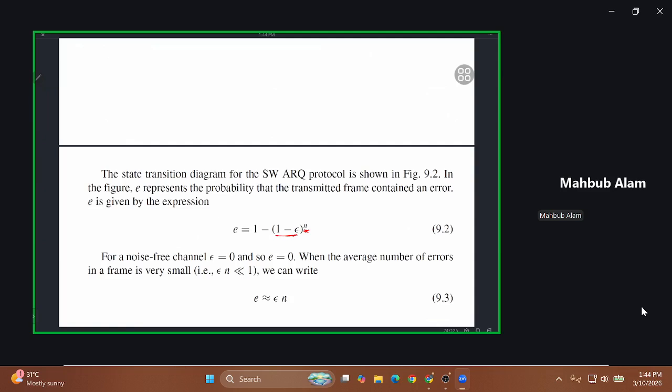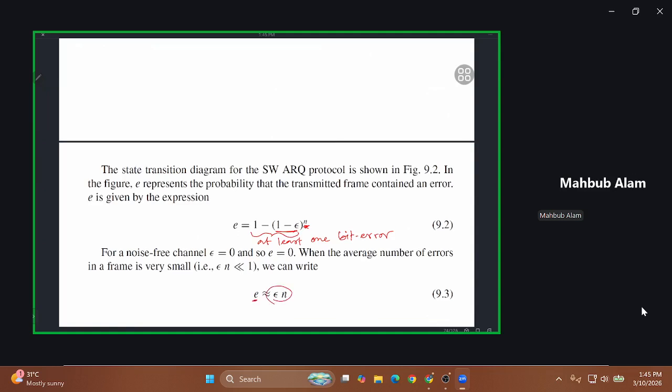And when we subtract it from 1, then it indicates at least one bit error. So at least one bit experiences an error. And when n is very large, or the average number of errors is very small, we can consider this one to be approximately equal to this one. So this approximation is done.